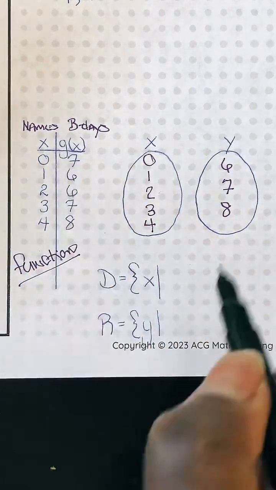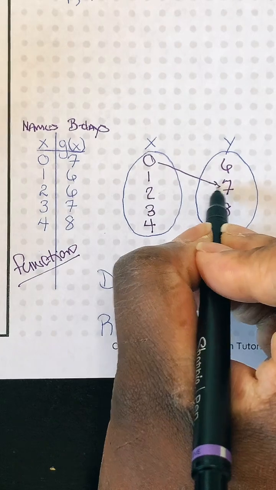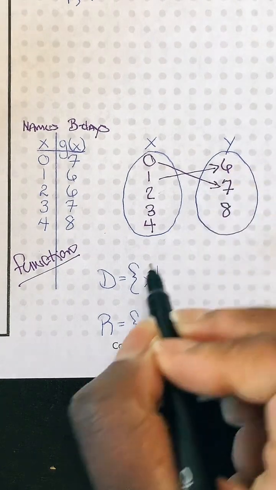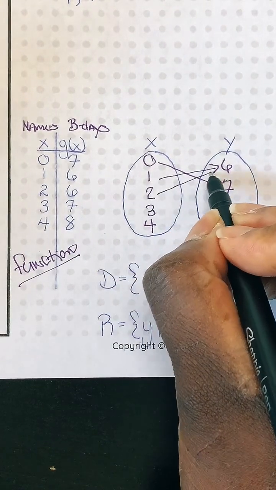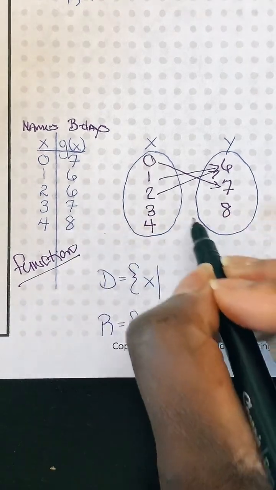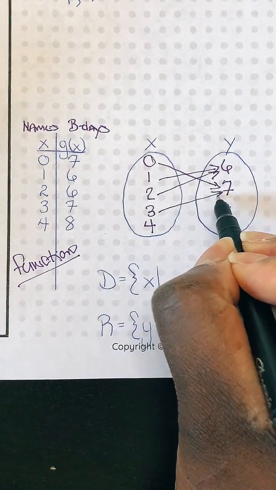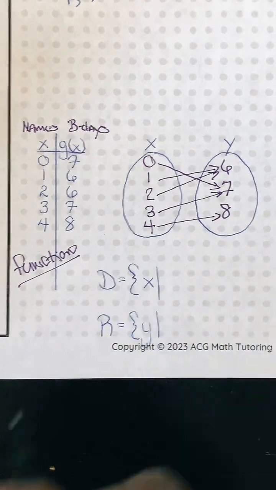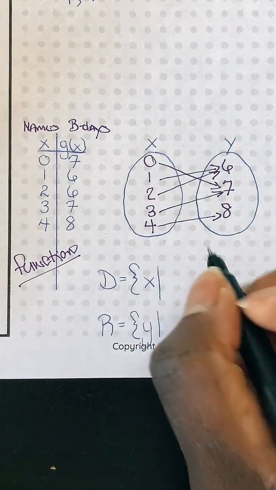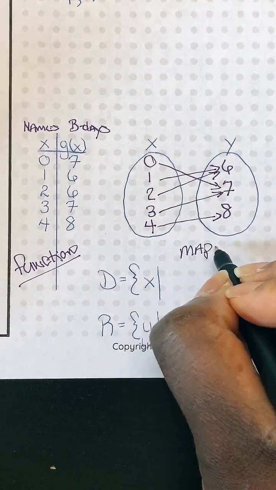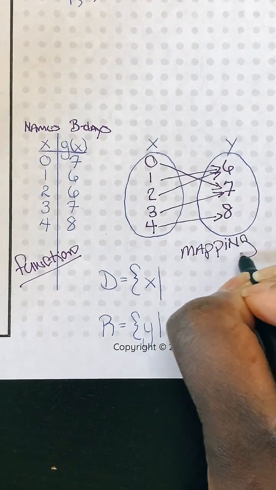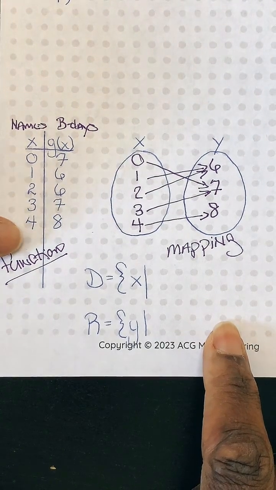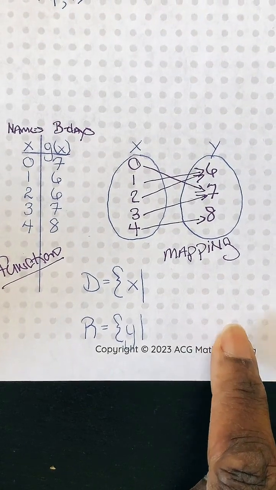So 0 goes to 7. 1 goes to 6. 2 goes to 6. 3 goes to 7. And 4 goes to 8. All right. So this is how you would do a mapping. Okay, it's almost like you're just listing out your numbers that are given to you as ordered pairs.